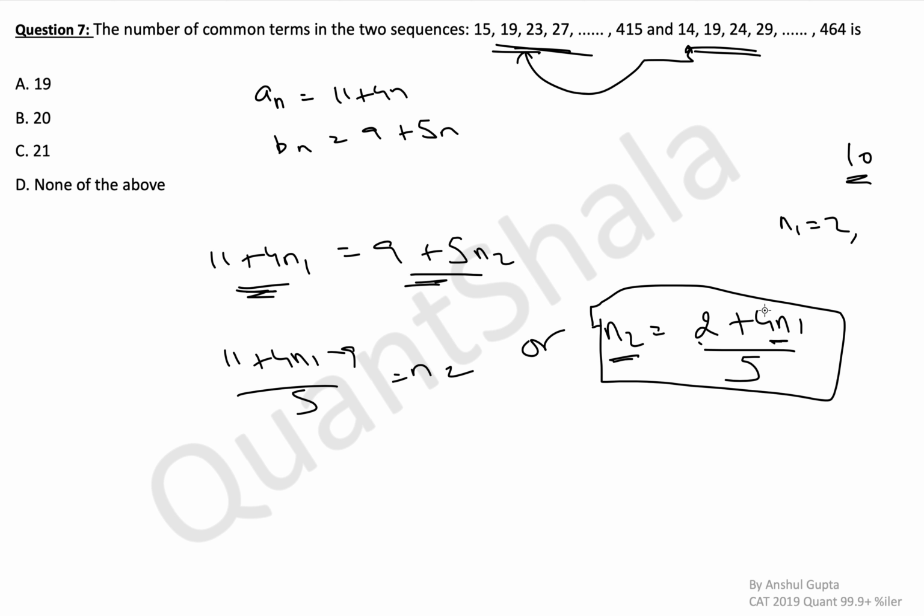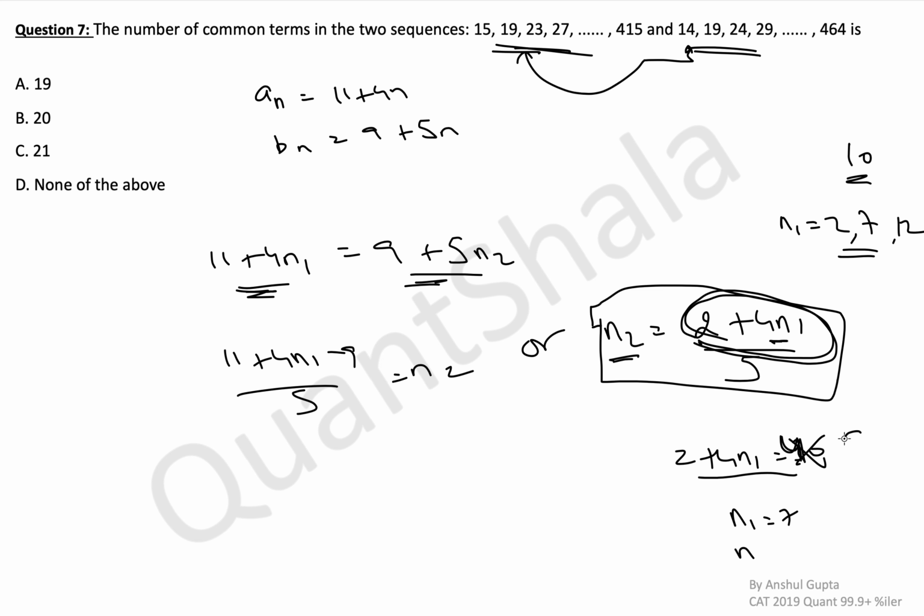Next value has to be, till now we have put this as 10. Can this be 20? If the numerator is supposed to be 20, 4n1 will have to be 18, which is not possible because 18 is not divisible by 4. So n1 will become a non-integer. Can this become 30? Yes, it can. So 2 plus 4n1 is equal to 30. That means n1 will come out to be 7. So n1 is equal to 7 is a valid value. Is 40 valid? 40 is not valid because then 4n1 will have to be 38, which is not possible. Let's try 50. So 4n1 comes out to be 48, n1 is 12.